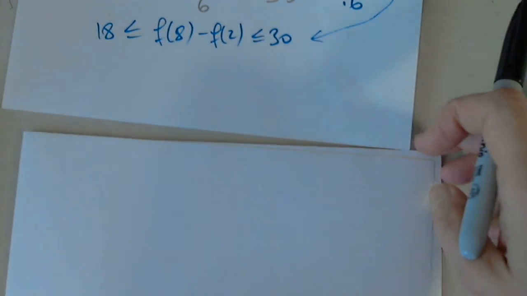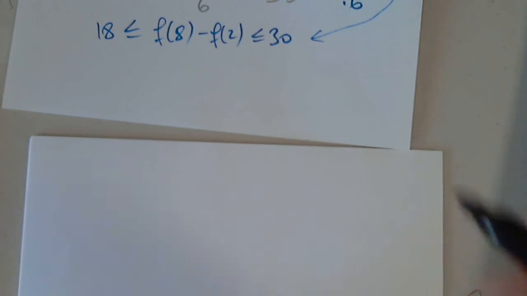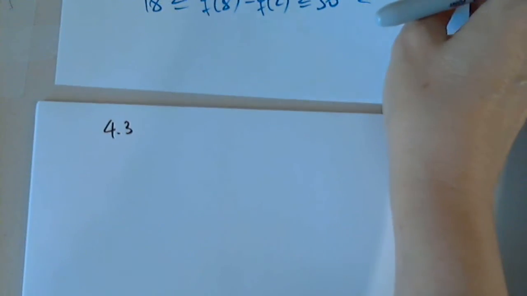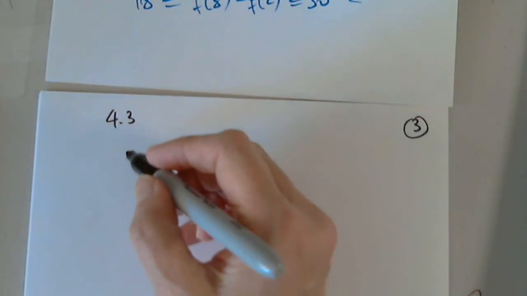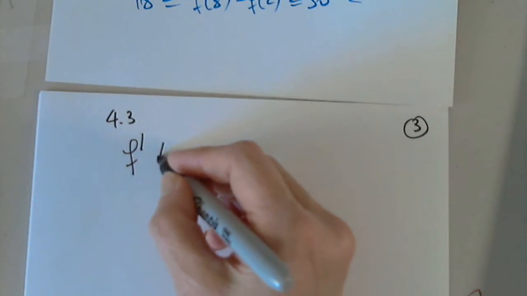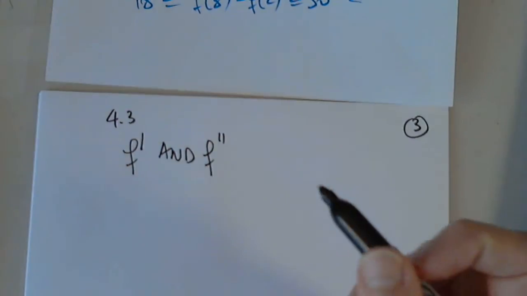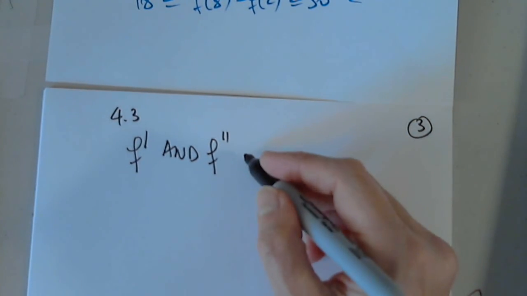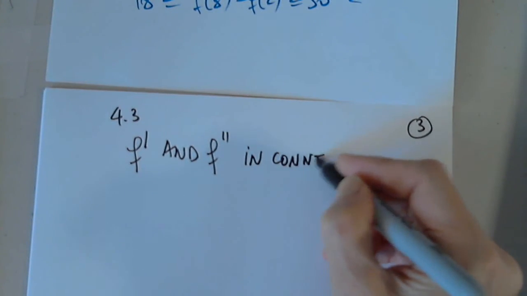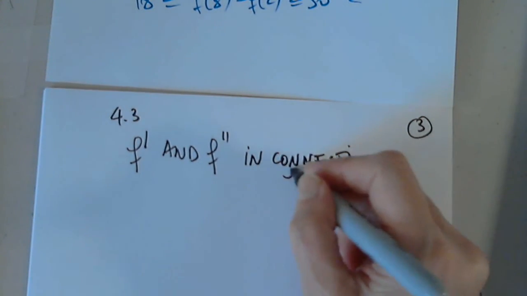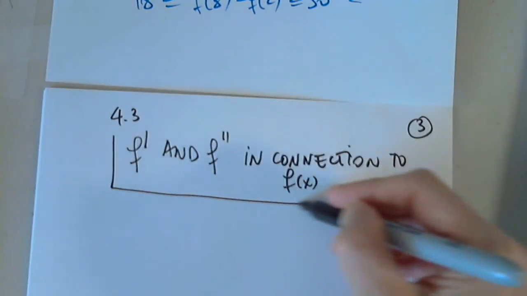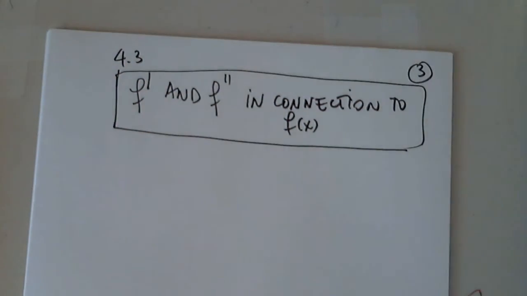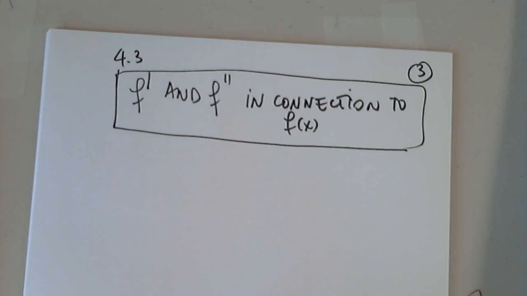Okay, so let's start 4.3. In 4.3, we are going to look at how the first derivative and the second derivative, f prime and f double prime, connect to f of x. What do they tell us about a function? Why do I ever want to look at the first and the second derivative of a function? What does that say about the function?